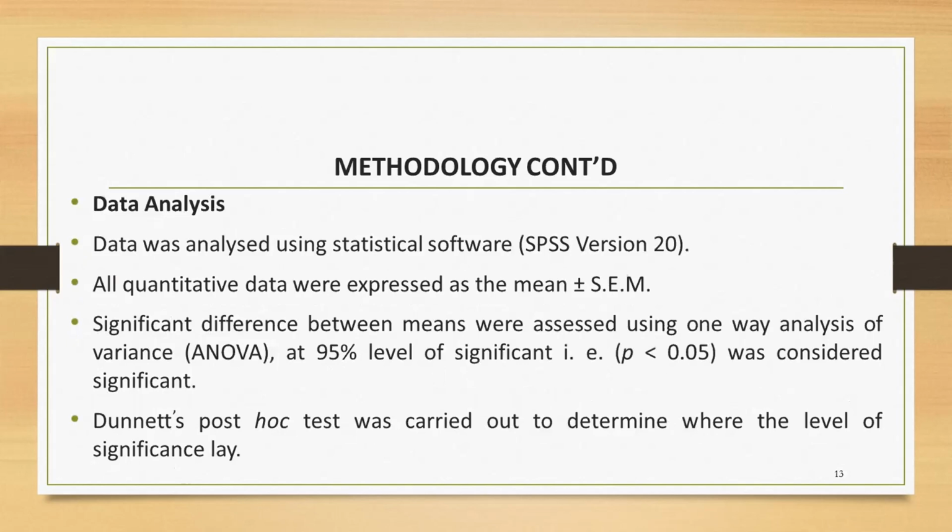Data analysis. The data was analyzed using a statistical software, SPSS version 20. The quantitative data were expressed as mean plus or minus standard error of mean. Significant differences between the means were assessed using one way ANOVA at 95% level of significance. P less than 0.05 was considered as significant. The Dunnett post hoc test was carried out to determine where the level of significance lies.